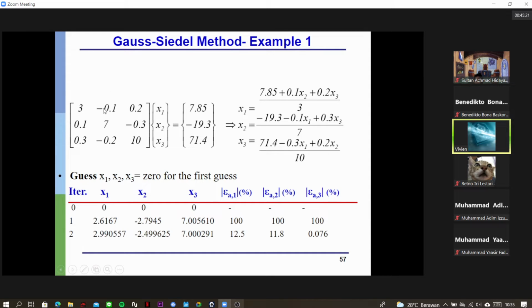plus, we move that to the right hand side, plus 0.1 x2 minus, so this should be minus, so this is a correction, minus 0.2 x3, divided by 3. And then for the calculation of x2, that will be minus 19.3 minus 0.1 x1 plus 0.3 x3, divided by 7. And then for x3, we have 71.4 minus 0.3 x1 plus 0.2 x2, divided by 10. Okay, so this is the calculation.